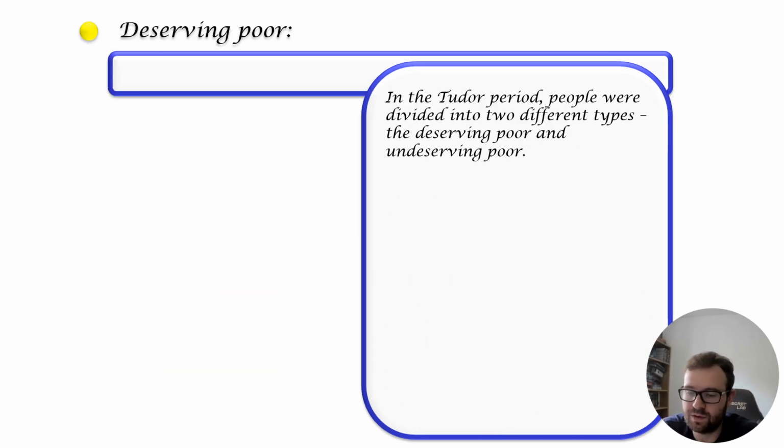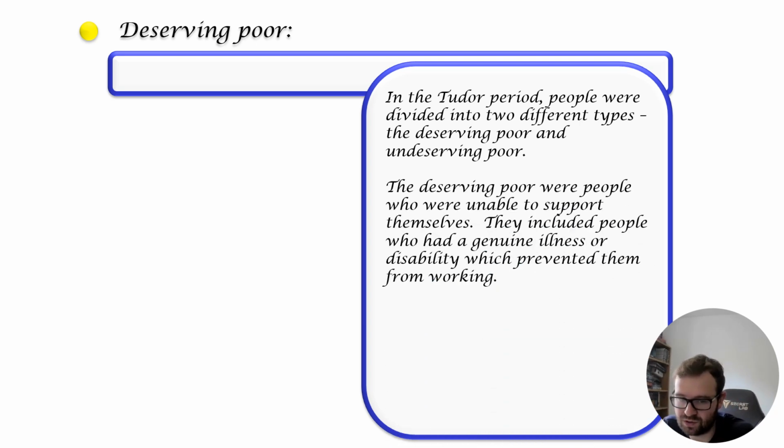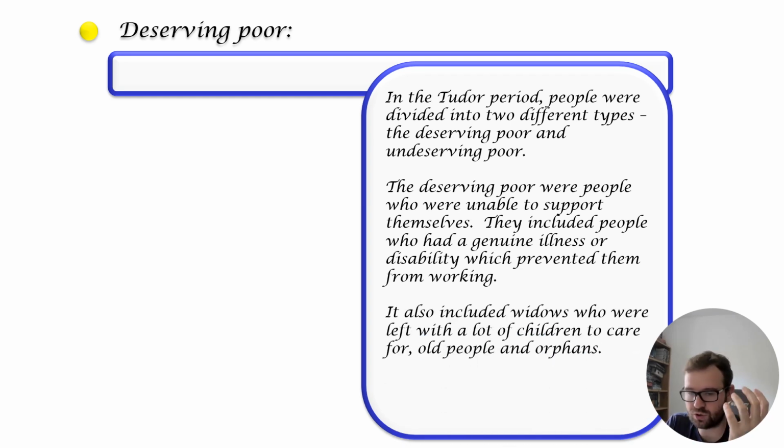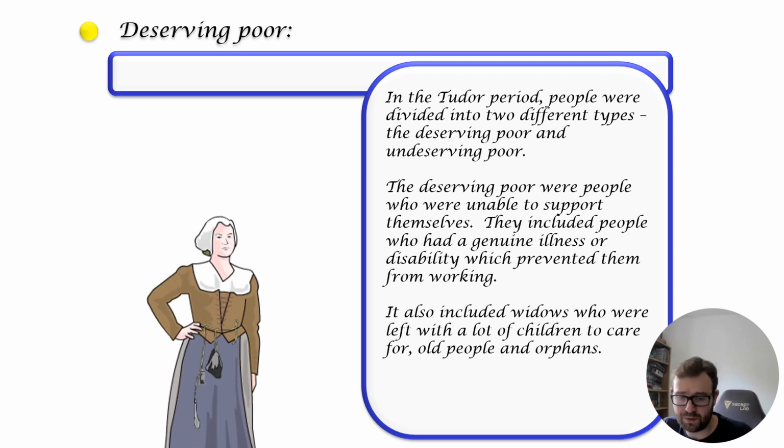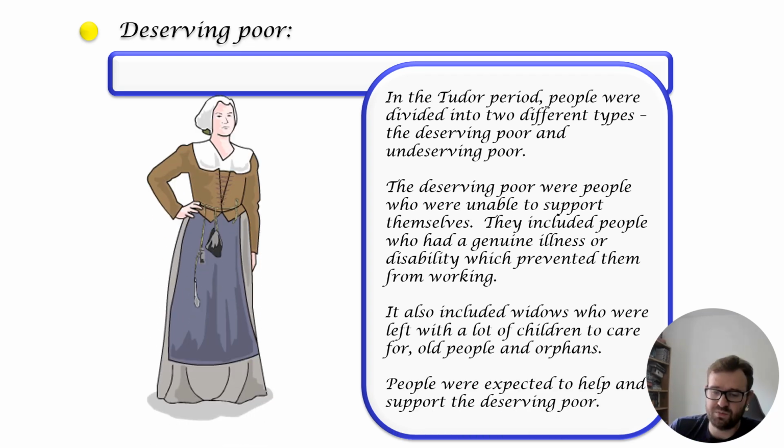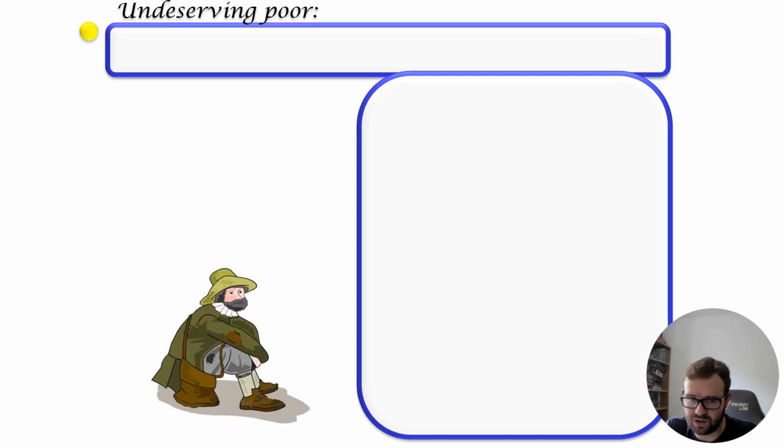You've got the deserving poor. These were people divided into two groups, the deserving and undeserving. The deserving poor were unable to support themselves. They included people who had an illness or disability which prevented them from working. It also included widows who were left with a lot of children to care for, old people and orphans. People were expected to help and support the deserving poor.